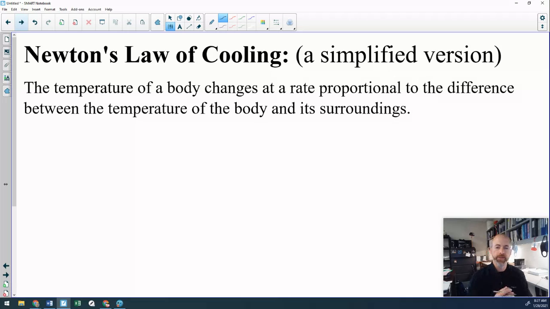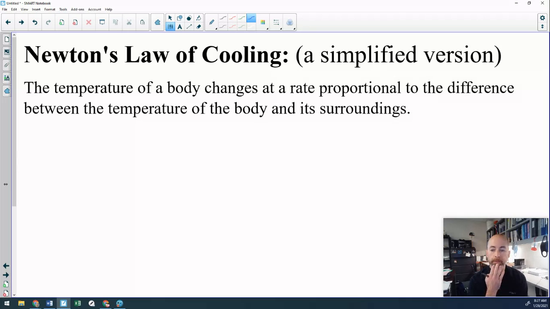Let's look at another one, and this one you may not have seen. If you've taken a forensics class, you would have probably seen this. It's Newton's law of cooling, and this is a simplified version because in the real world there's a lot more factors at play. But it basically says the temperature of a body changes at a rate directly proportional to the difference between the temperature of the body and its surroundings.